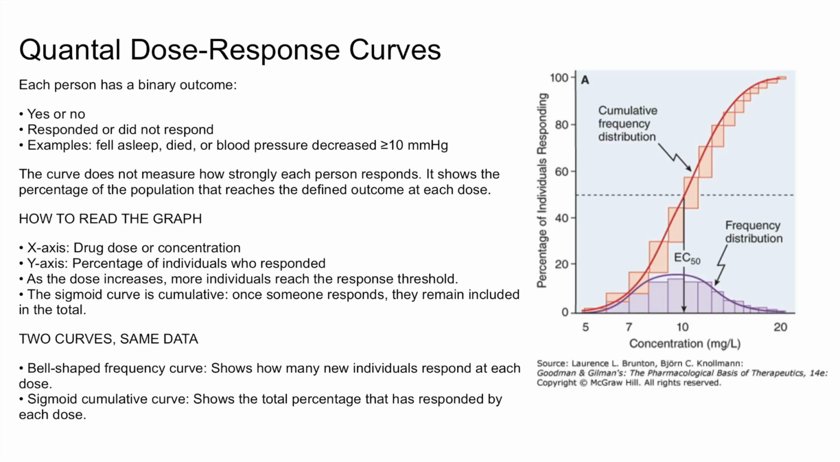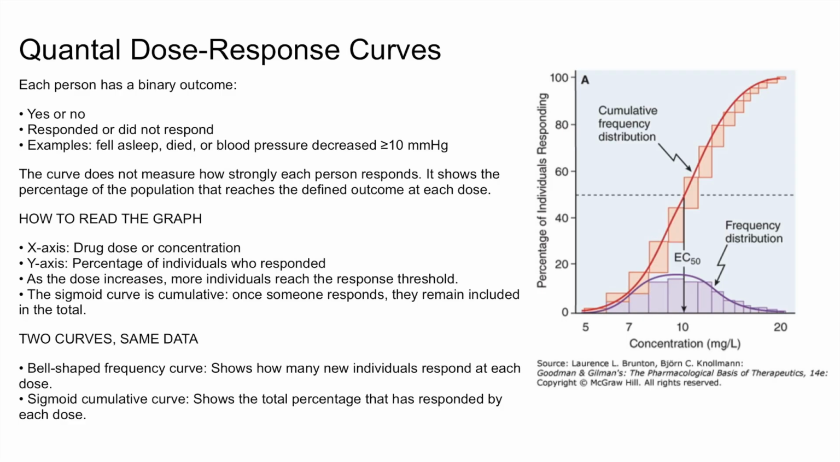A quantal dose response curve measures an all or none outcome across a population. So each individual either reaches the predefined endpoint or does not. Examples include falling asleep, experiencing a specific reduction in blood pressure, developing toxicity, or just flat out dying. The x-axis represents dose or concentration, while the y-axis shows the percentage of individuals who meet that defined endpoint. As the dose rises, progressively more individuals cross the response threshold.